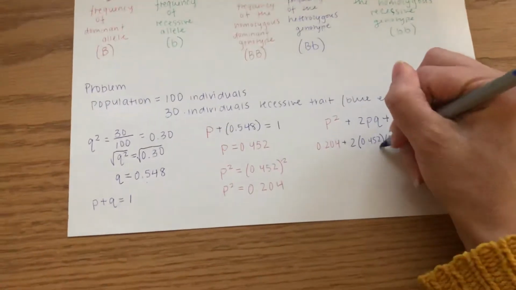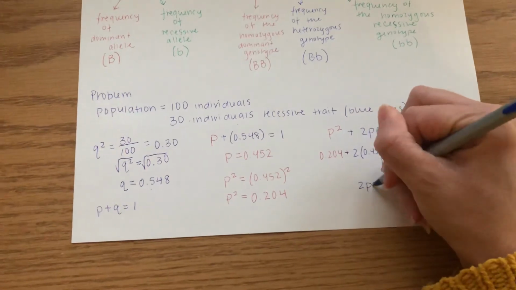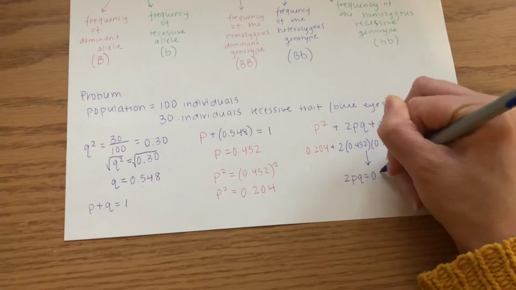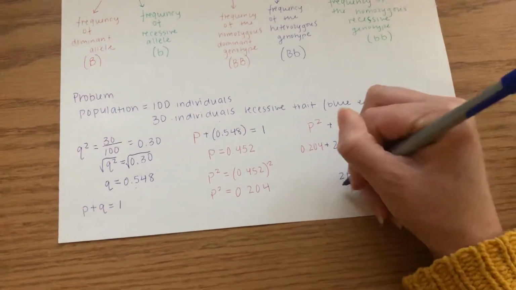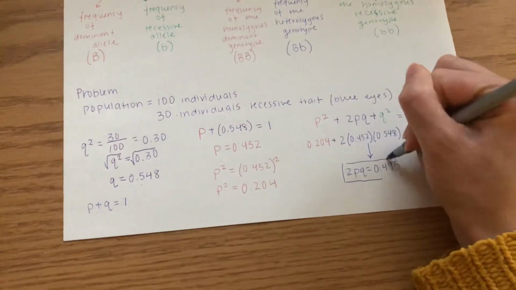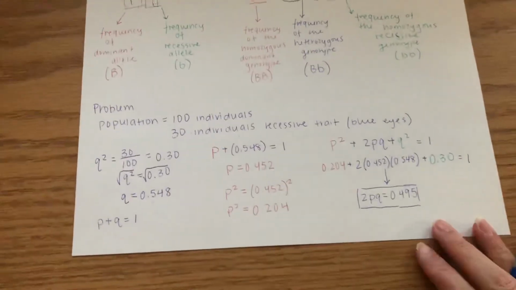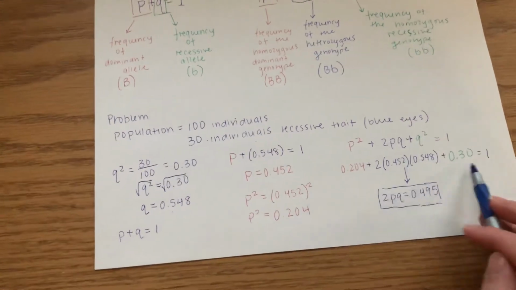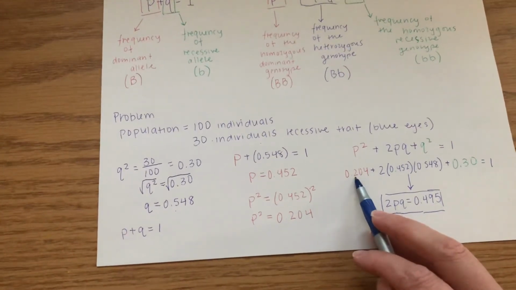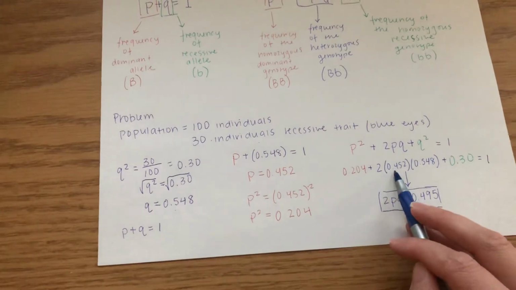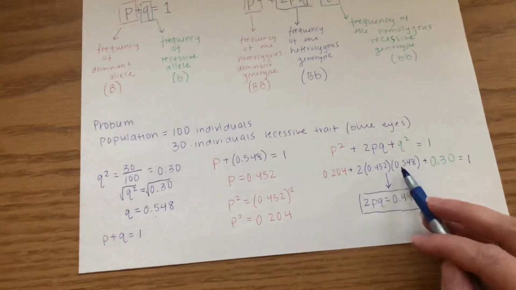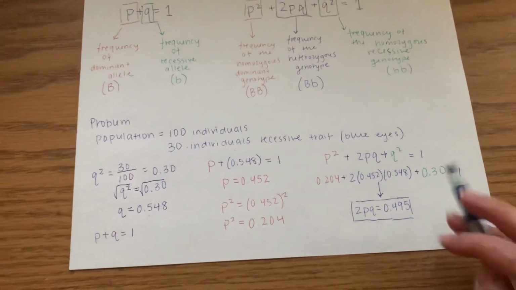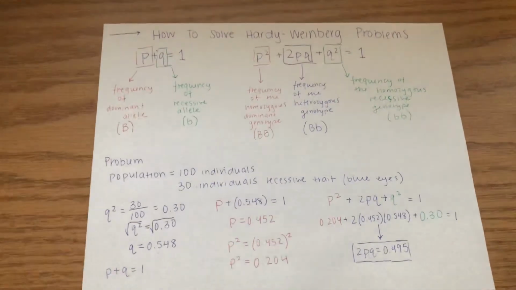Okay, so we can take this 2PQ value out right away, do this math in our calculator, and we are going to get 0.495. So that would be our 2PQ, the heterozygous genotype, okay? And then we already have this, so if you want to check your math, you could solve this equation. So 0.204 plus 2 times 0.452 times 0.548 plus 0.3, and that should give you 1. So that's how you can check your work to make sure you got all the right values.